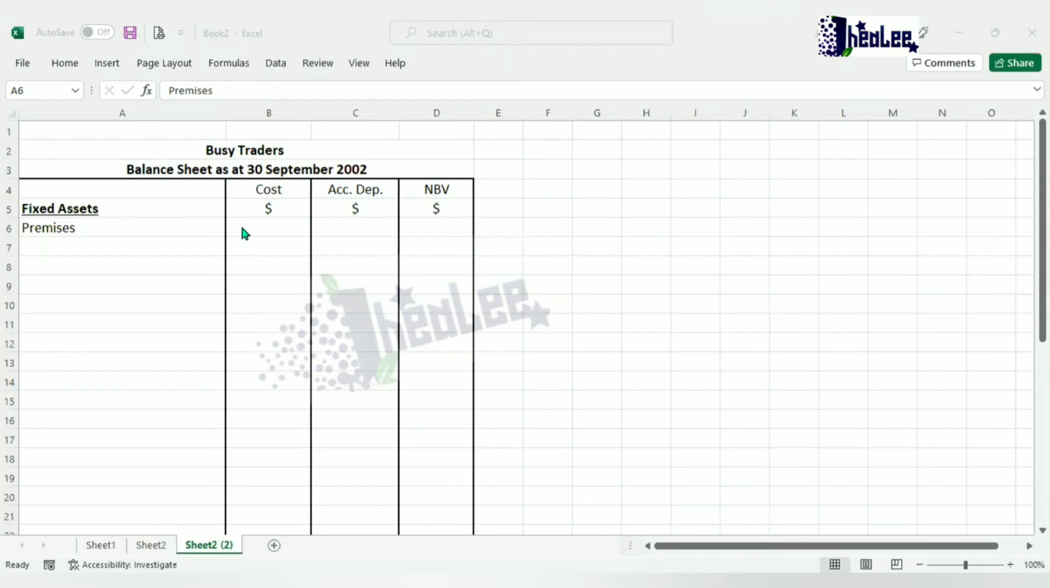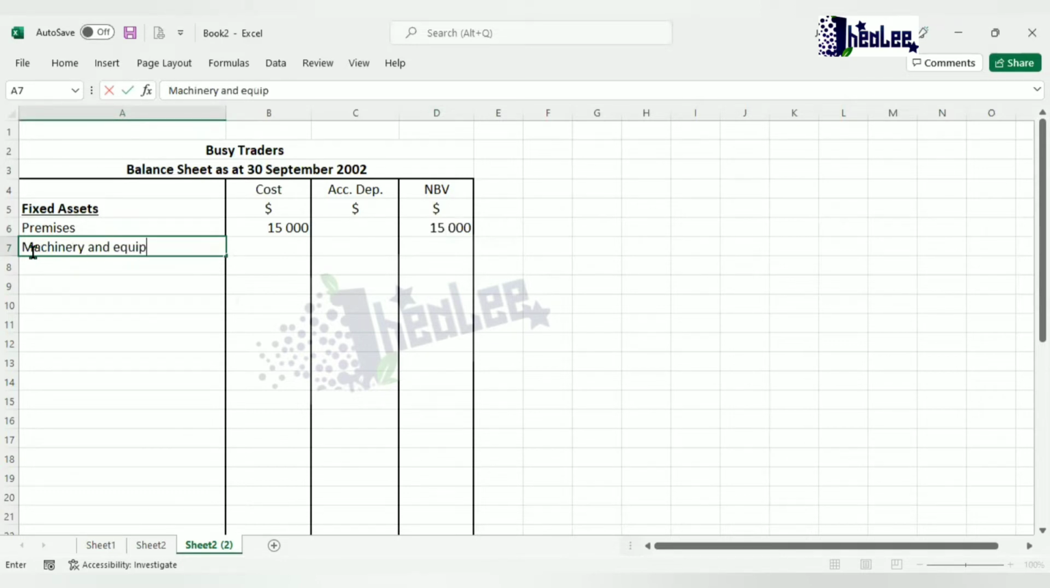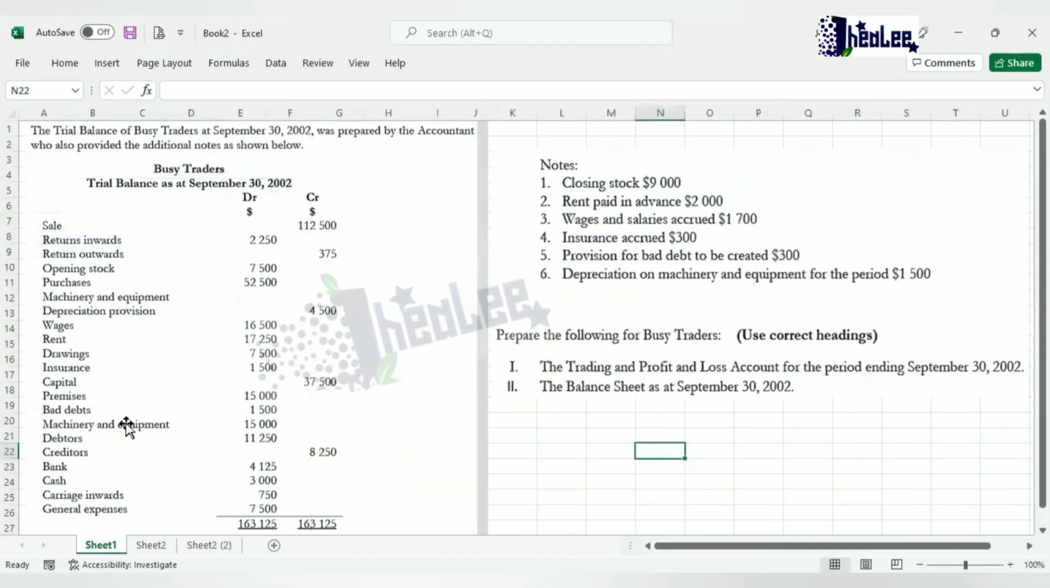That's how you should label the columns. And we begin by entering the value for the premises under cost, that is the cost price of it, which is $15,000. But this item did not depreciate. So therefore, there's no accumulated depreciation. So the net book value remains at $15,000. The next item was machinery and equipment. And this item value, the cost price coming from the question, is $15,000 as well. But this item was depreciated.